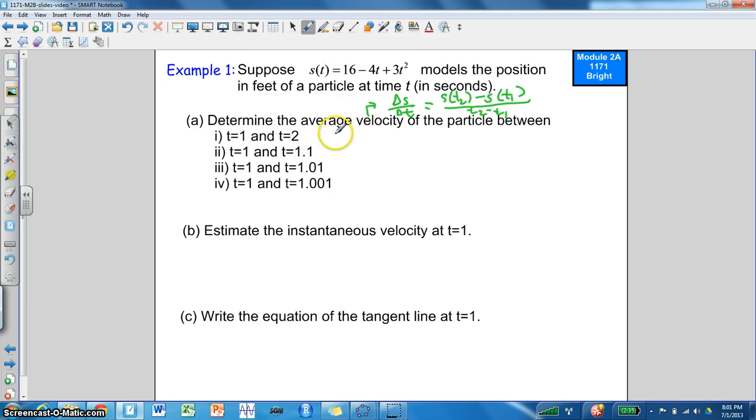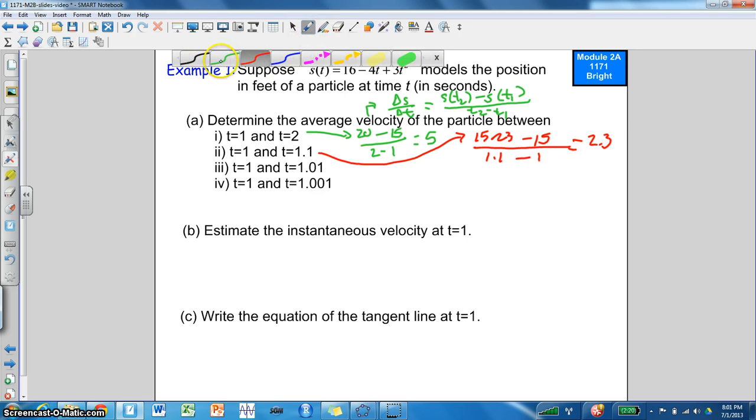I'll leave the computation up to you, but you end up getting 20 minus 15 over 2 minus 1. And so you get an average rate of change of 5 for this first one. Okay, and I'll change colors here. For the second one, the computation that you have to do is 15.23, that corresponds to a time at 1.1, again minus 15 and 1, and you end up getting 2.3 here.